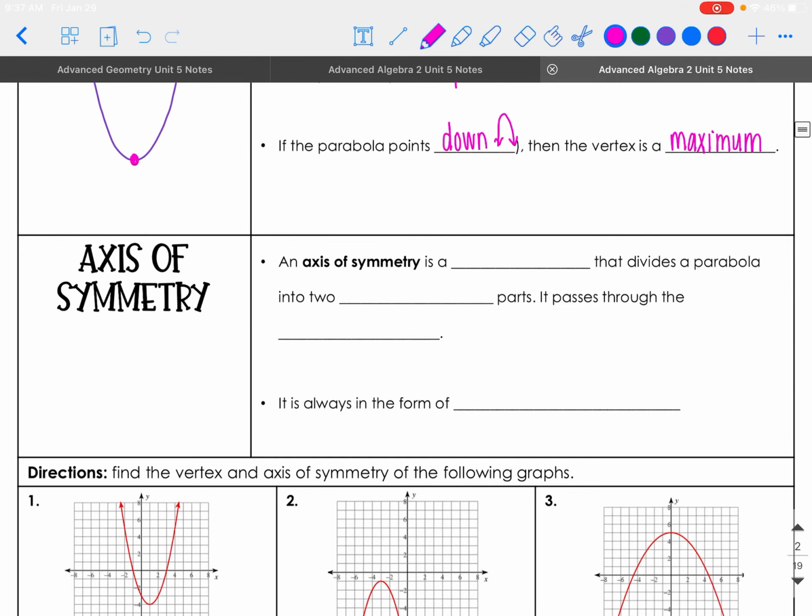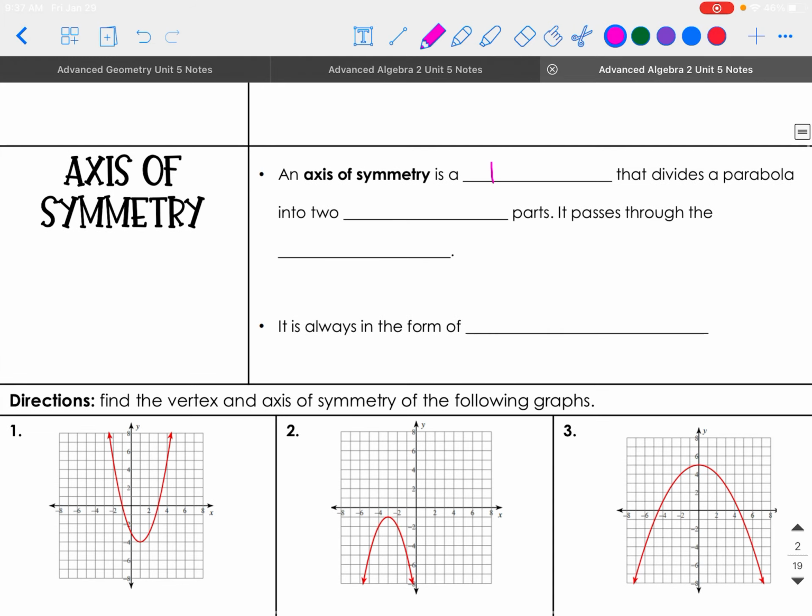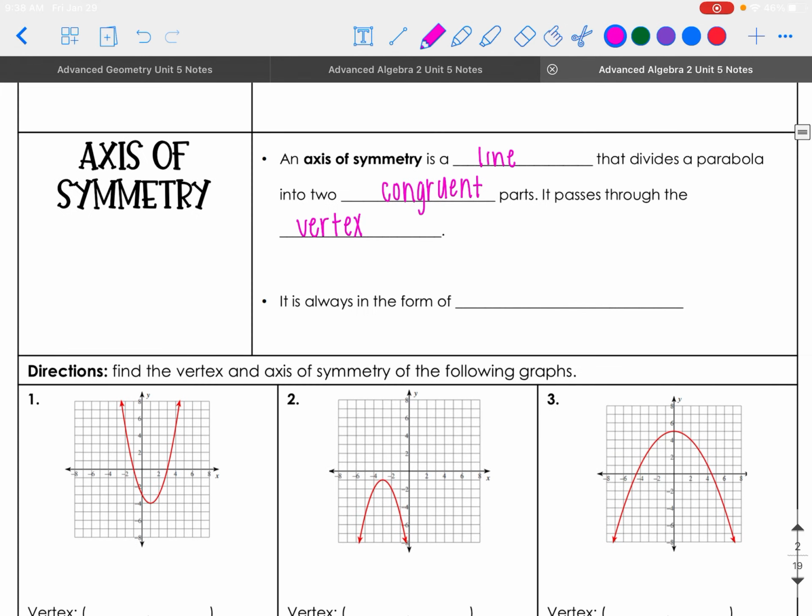Then there's something called an axis of symmetry. And an axis of symmetry is just a line that divides a parabola into two congruent parts. And this line passes through the vertex. And so let's just sketch out a parabola here. So the axis of symmetry is this line right here.